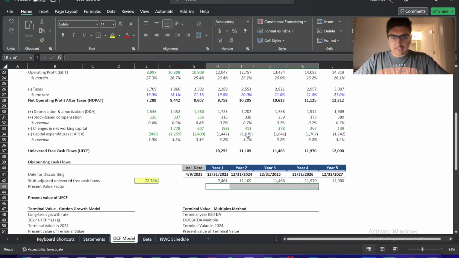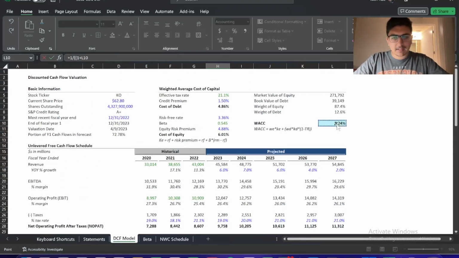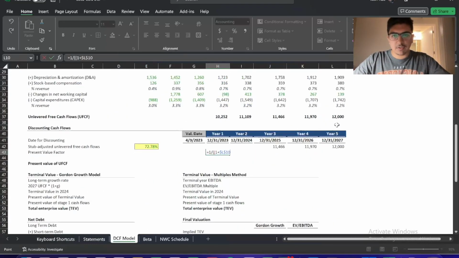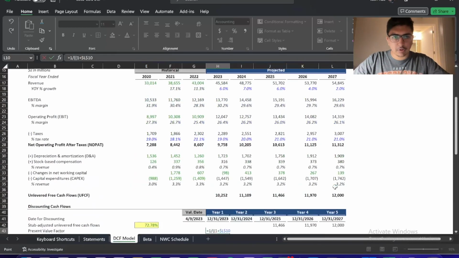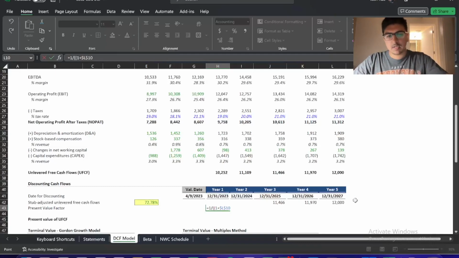I need to delete these borders, Alt HBN. Okay, so the present value factor is going to be 1 divided by (1 plus, actually I'm going to get 2 parentheses here, 1 plus, now we go over to our WACC. This is the appropriate discount rate that we've been using, and make sure to lock this reference because this is the same WACC that we're going to be using for all of the years.